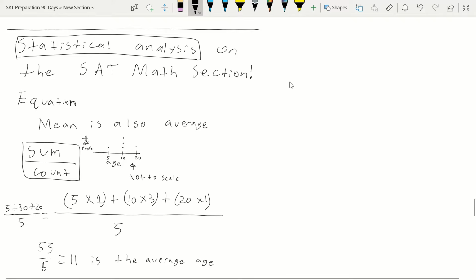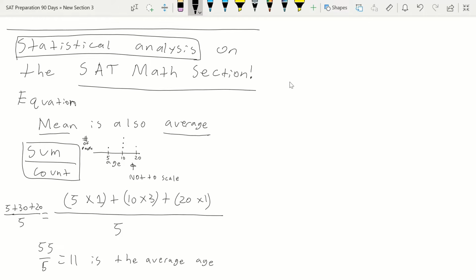All right, so now we get into statistical analysis on the SAT math section. We have really only one equation that's specifically statistical analysis, and that is our mean, or our average. Our mean is the same thing as our average. Our equation for that is our sum divided by our count, our total over our count.